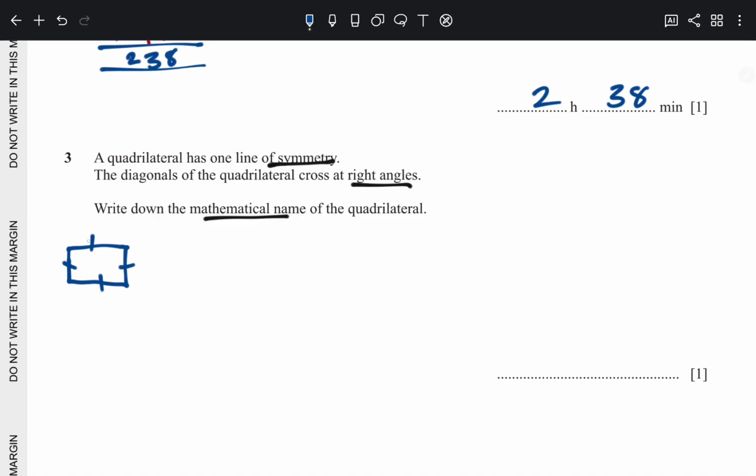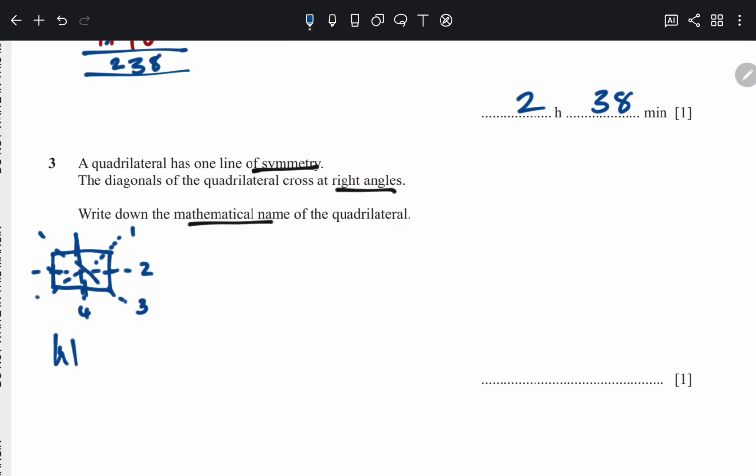So the first one is going to be this one. Then the other one will be this one. Then only the square can you have this one and this one. So we have 1, 2, 3, and 4. So a square has 4 lines of symmetry. Remember, a line of symmetry is a line that can divide your shape exactly into half, and when you fold, the 2 parts sit on each other nicely.